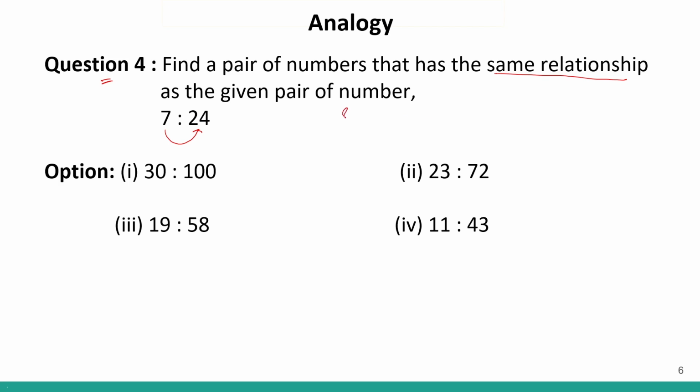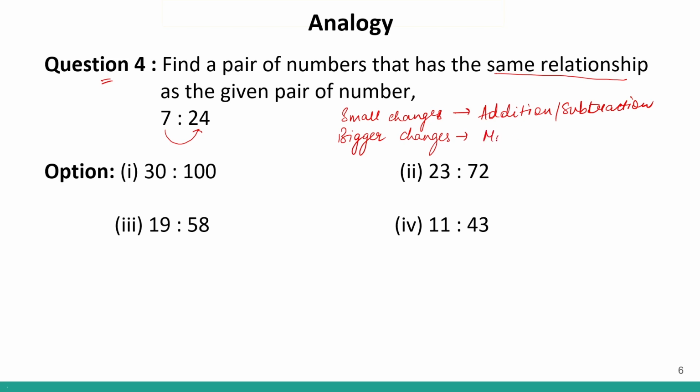I've told you that whenever you see small jumps or small changes between numbers, we assume that it is addition or subtraction, correct? If you see bigger jumps, bigger changes between numbers, we assume that it is a multiplication or a division. It could be a combination of multiplication and addition, or multiplication and subtraction, but the main operation is multiplication or division.